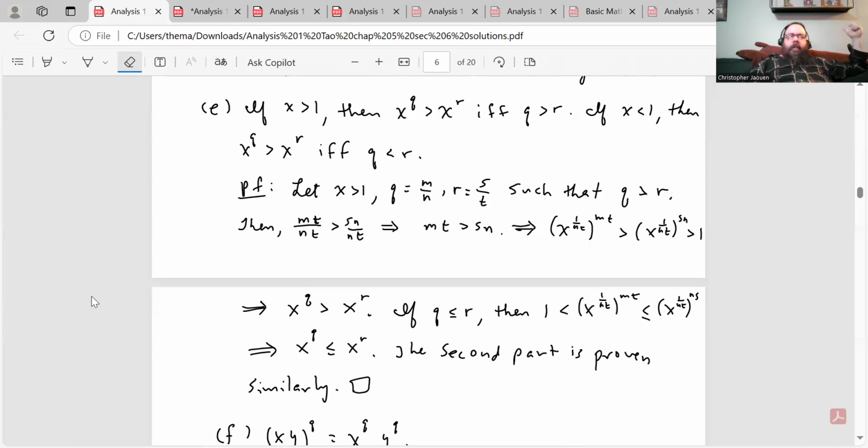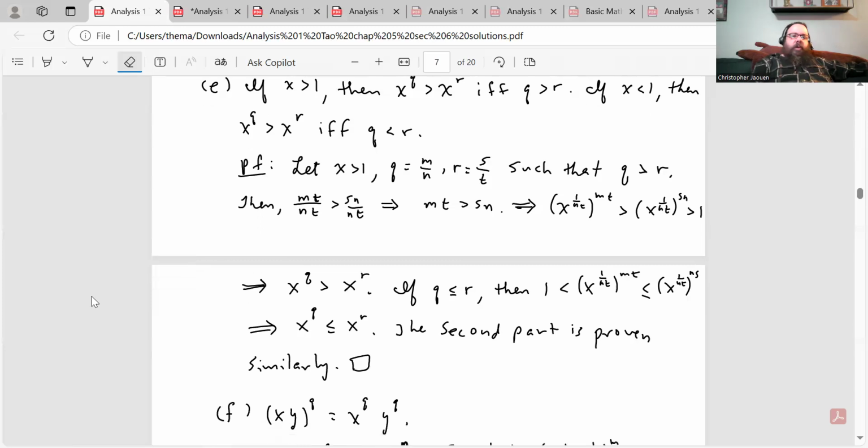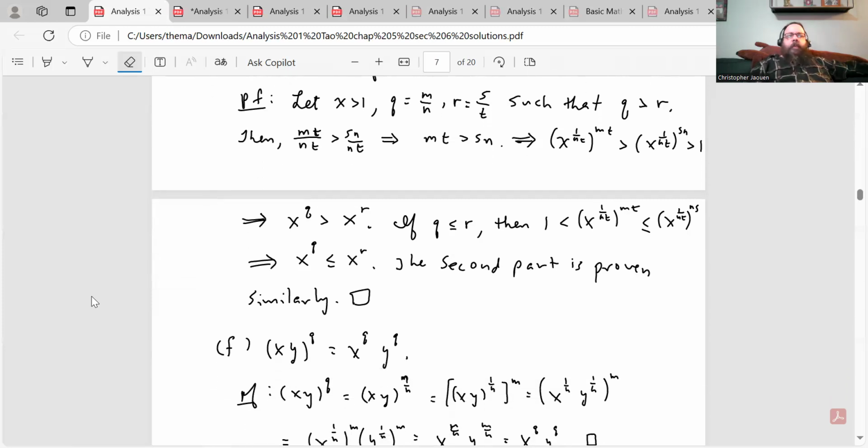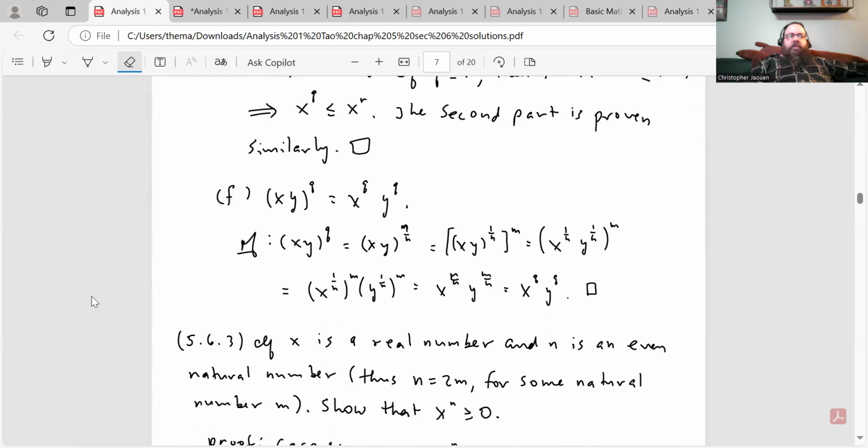So such that q is greater than r, then because of that fact, we can say that mt over nt is greater than sn over nt, because we can assume that n and t are positive numbers. That implies mt is greater than sn, which implies that x to the 1 over nt raised to the mt power is greater than x to the 1 over nt to the sn power, which is greater than 1, because x is greater than 1, right? Implies x to the q greater than x to the r. And then the other one is proven similarly, but like I said, I skipped it because it's similar to the one we just did.